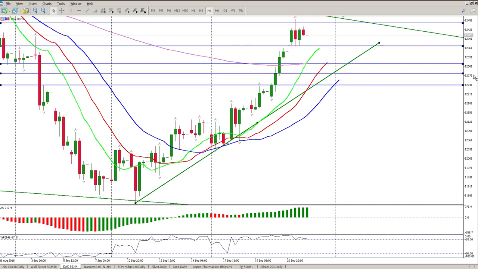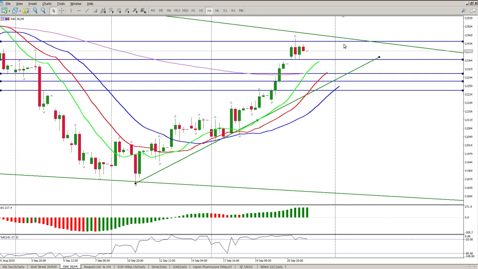Okay, and then I would anticipate us hitting this level again, this diagonal trend line, and then bouncing back to the downside. This trend line that we have here is the one that we need to watch for a break.